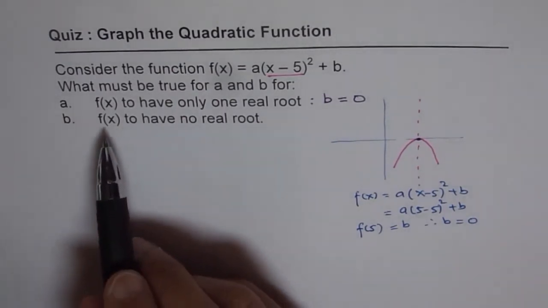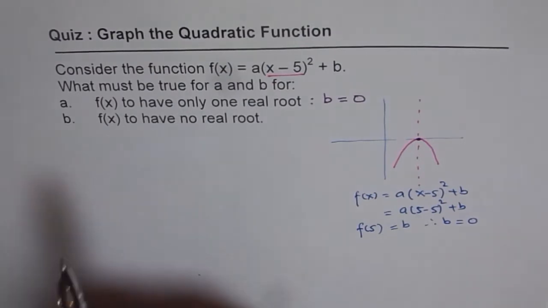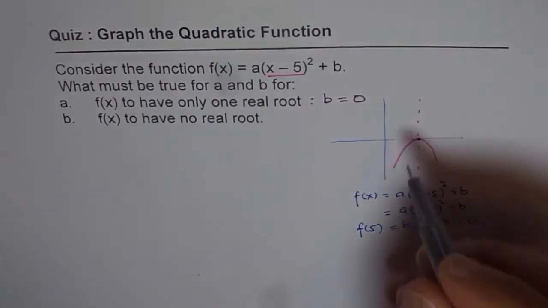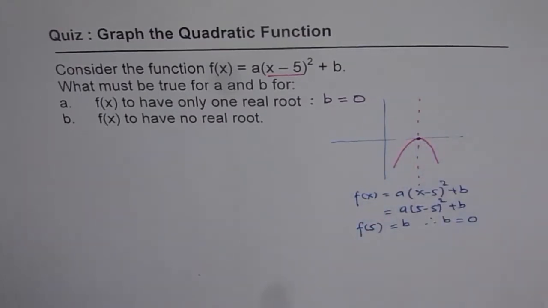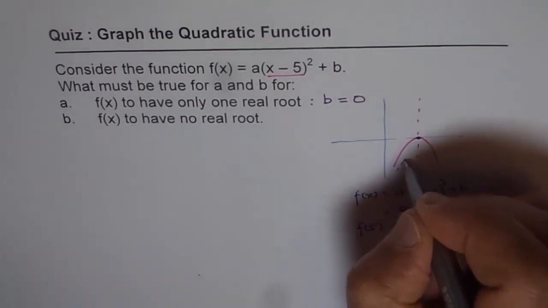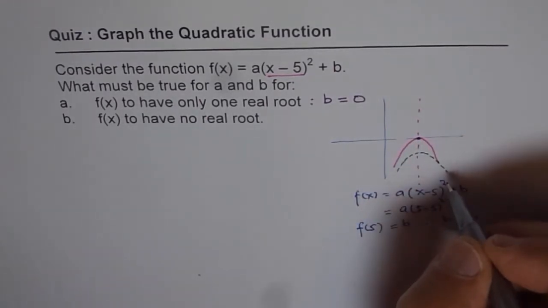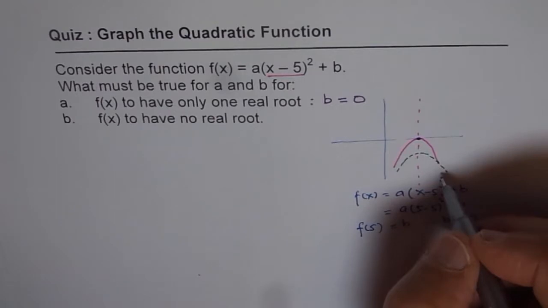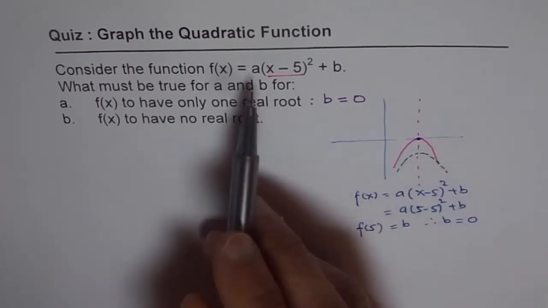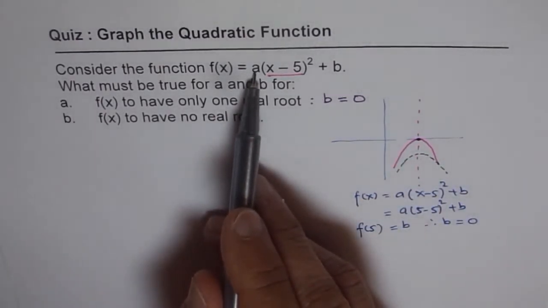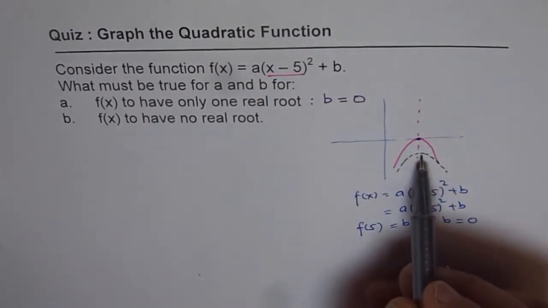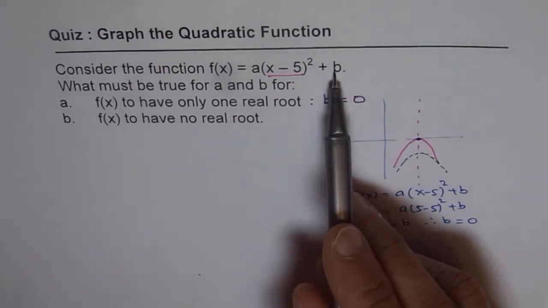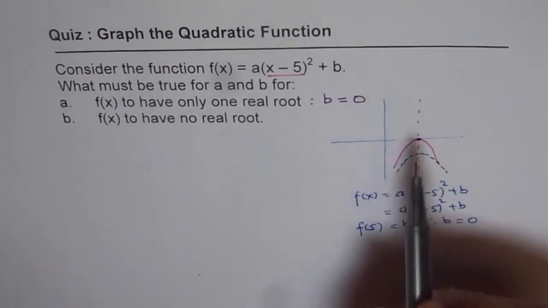Part B is f(x) having no real root. No real root means I should move it so that it does not touch the x-axis. So I can shift it downwards, right? If I shift it downwards, what happens? In that case, a has to be negative, because the parabola is opening downwards. And to shift it downwards, b should also be negative. Do you see that? b should also be negative.